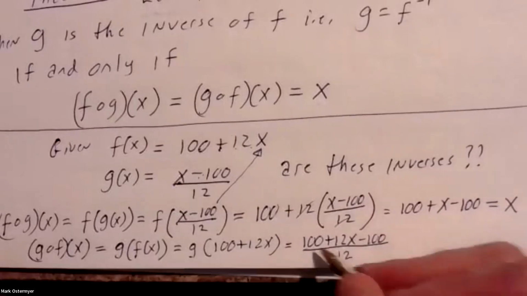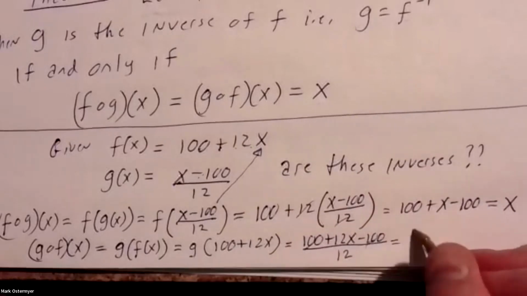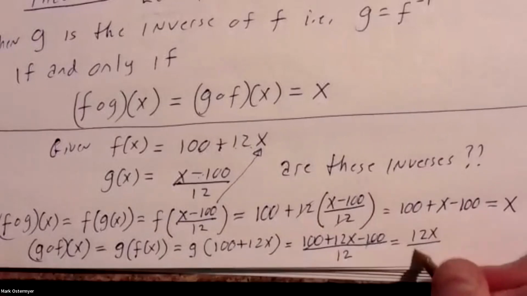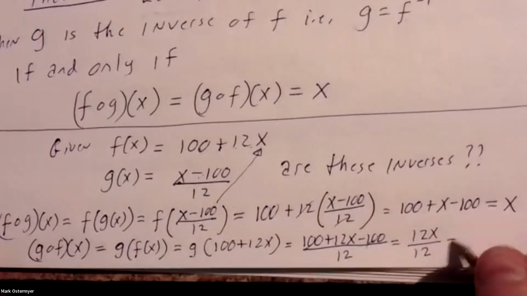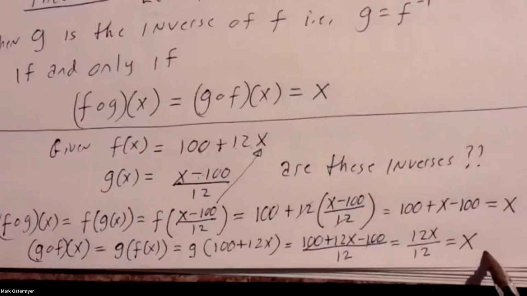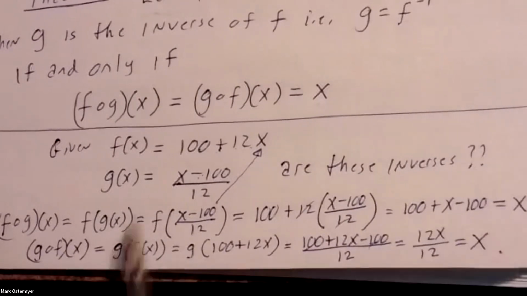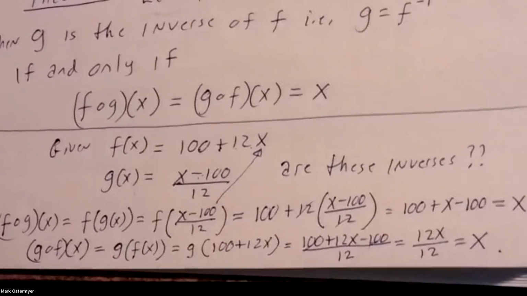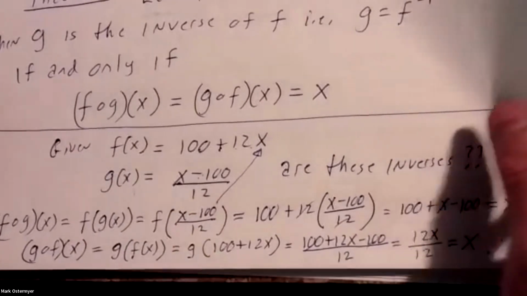Oh, but look, the hundreds drop out, and we're left with this. Oh, but look, the 12s reduce and we're left with x. Ladies and gentlemen, I have shown that both f composed with g of x and g composed with f of x yield x. Therefore, by the theorem that was mentioned above, these functions are inverses of one another. So they're inverses.